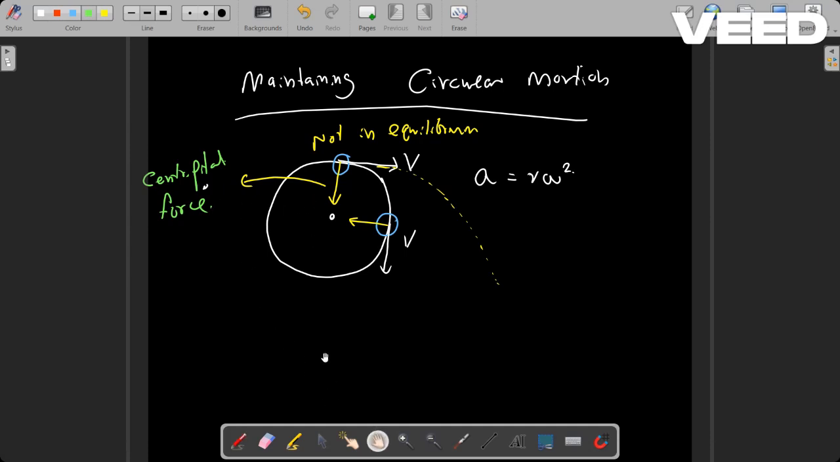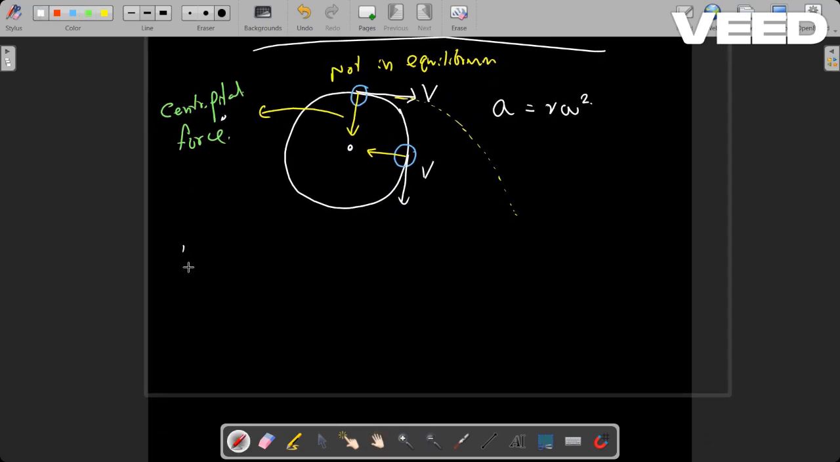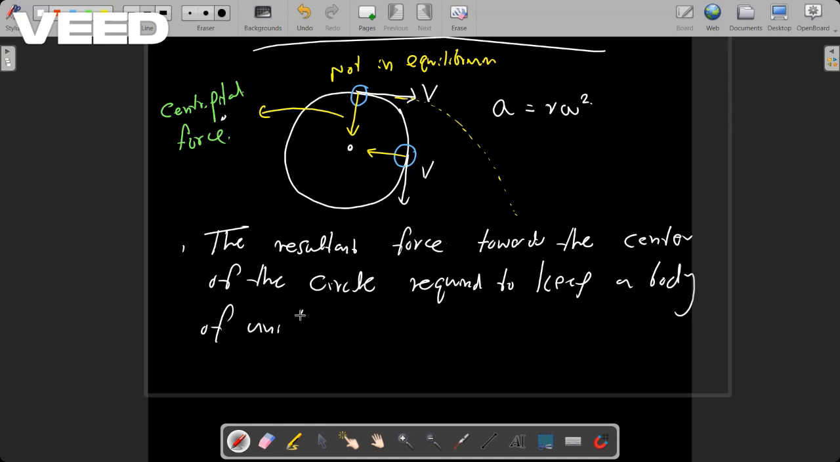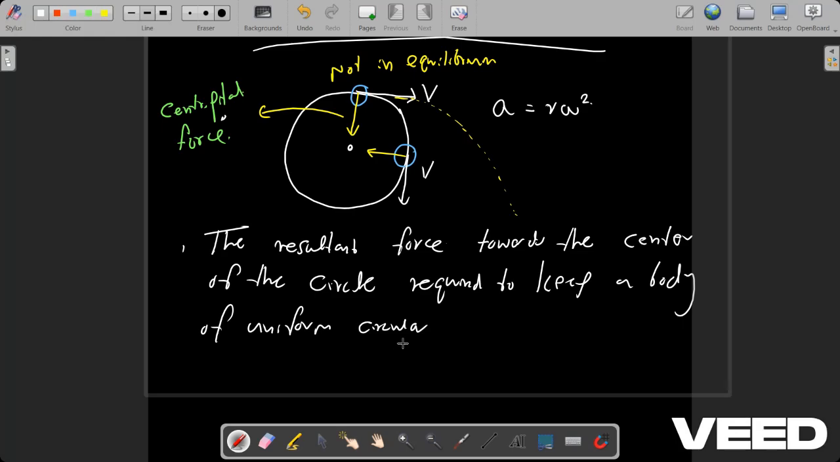So what is centripetal force? If they ask you what the definition is, it's a resultant force towards the center of the circle required to keep a body in uniform circular motion.